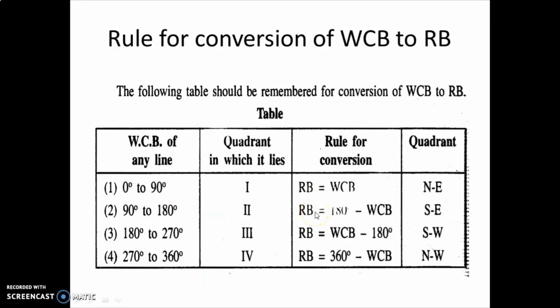For the second case, if you want to calculate WCB, what will it be? WCB is equal to 180 minus RB. In the same way, you can calculate all the corresponding WCB if the RB value is given to you.